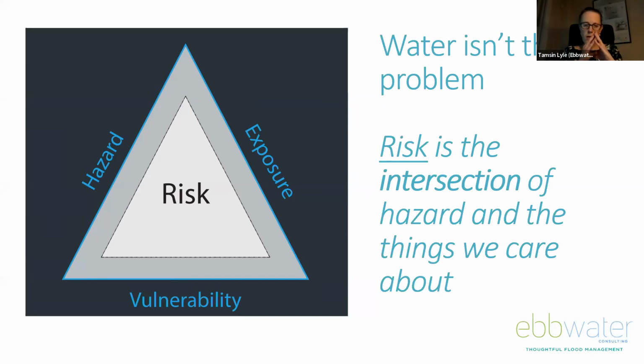The triangle has three vertices. One is the hazard, the bad thing, in this case, the floodwaters. One is exposure. Those are like the 2D elements that are exposed to that water, so the areas and the things in those areas that get wet. And the third vertex relates to the vulnerability or susceptibility of those things being damaged. Some things can withstand being wet, other things really cannot. So if we think about this triangle, we actually have a lot of levers that we can play with to both increase our risk and reduce our risk.